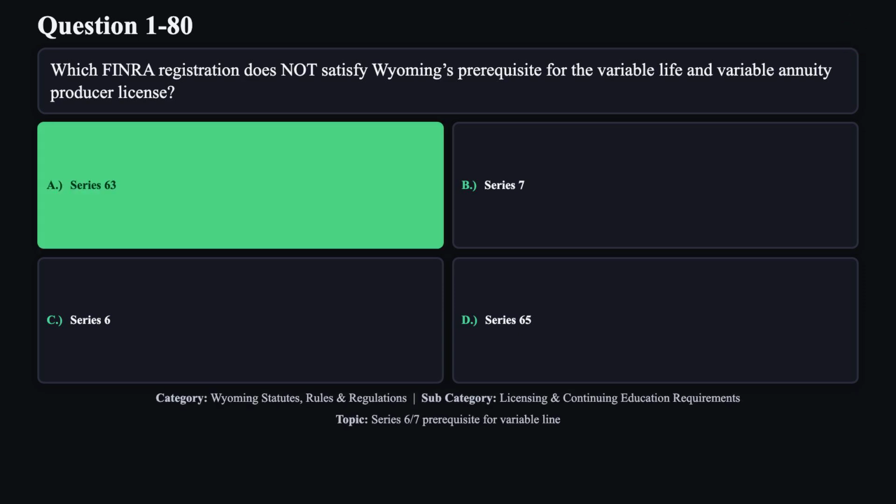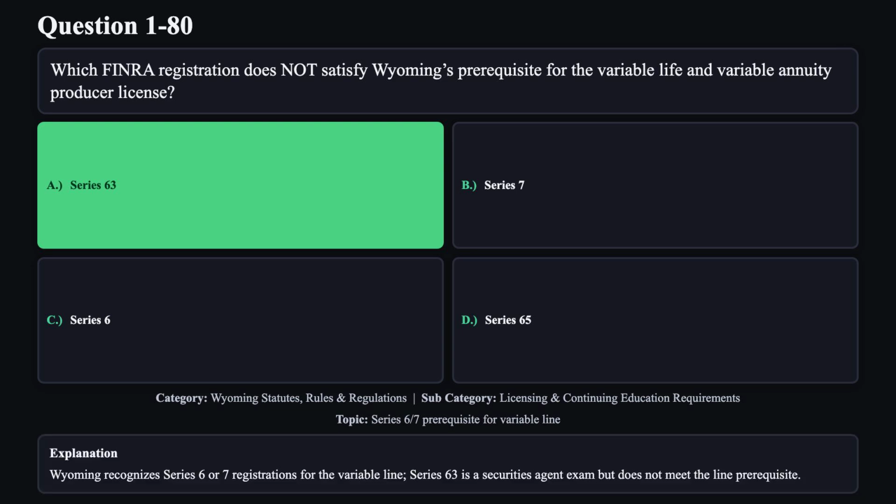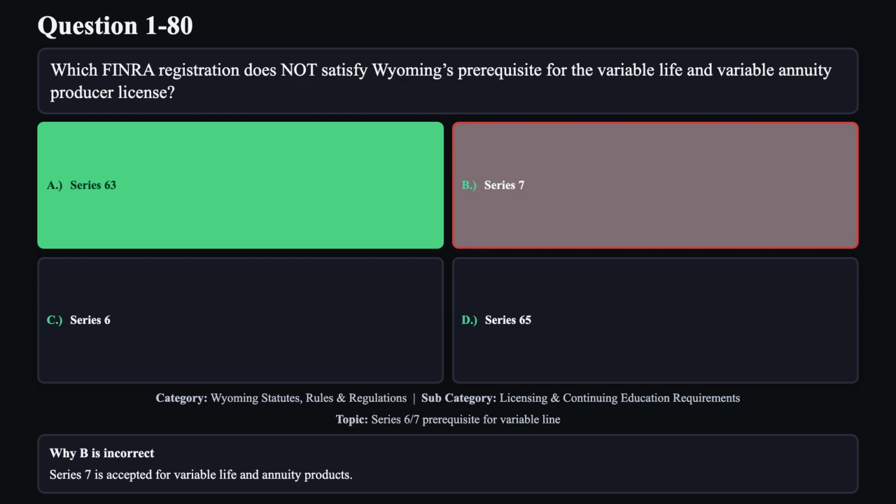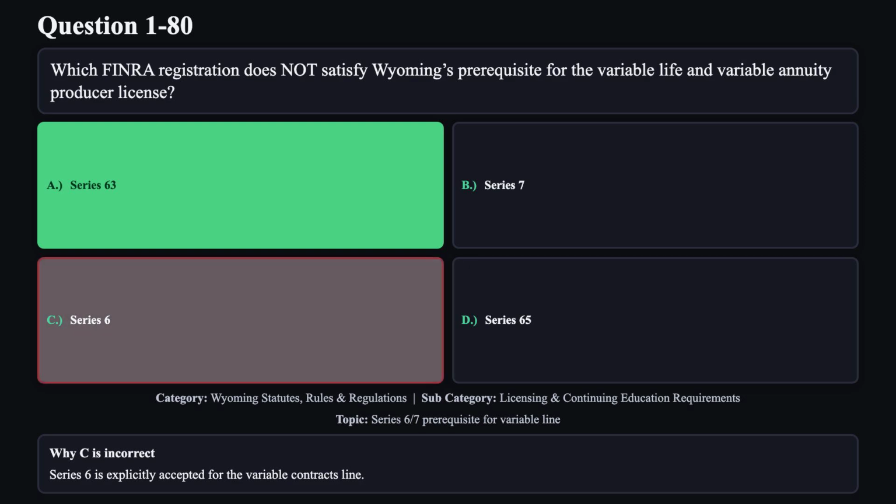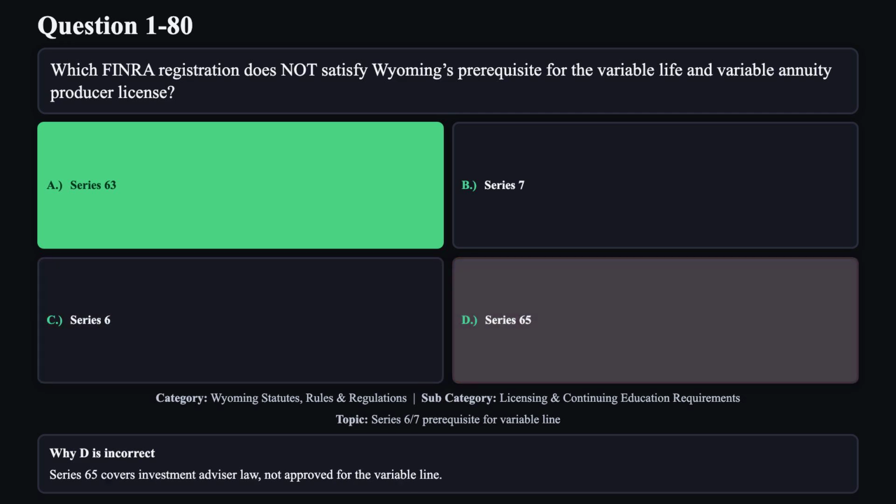The correct answer is A. Wyoming recognizes Series 6 or 7 registrations for the variable line. Series 63 is a securities agent exam, but does not meet the line prerequisite. Reason B is not correct. Series 7 is accepted for variable life and annuity products. Reason C is not correct. Series 6 is explicitly accepted for the variable contracts line. Reason D is not correct. Series 65 covers investment advisor law not approved for the variable line.